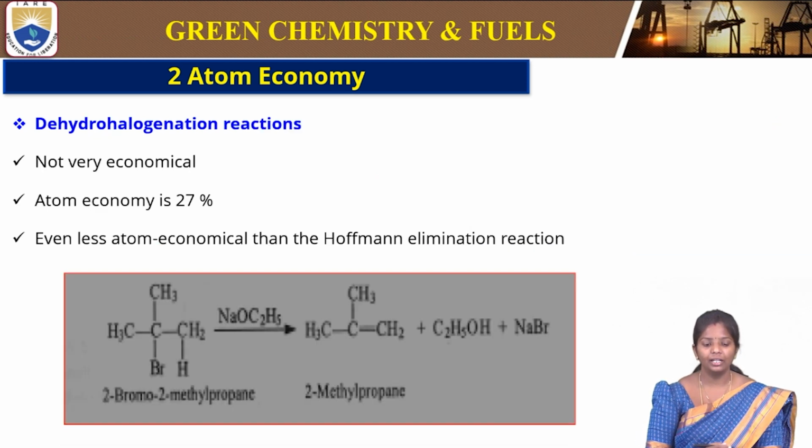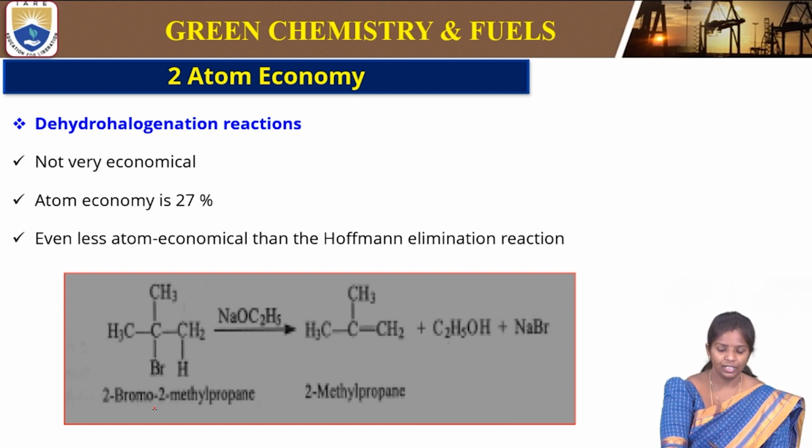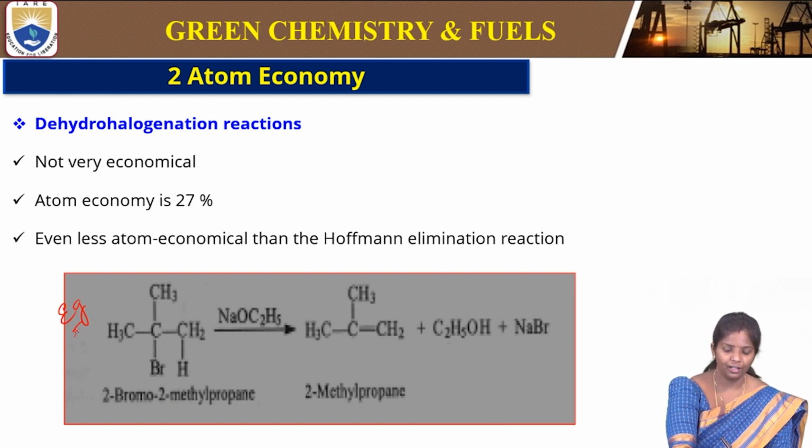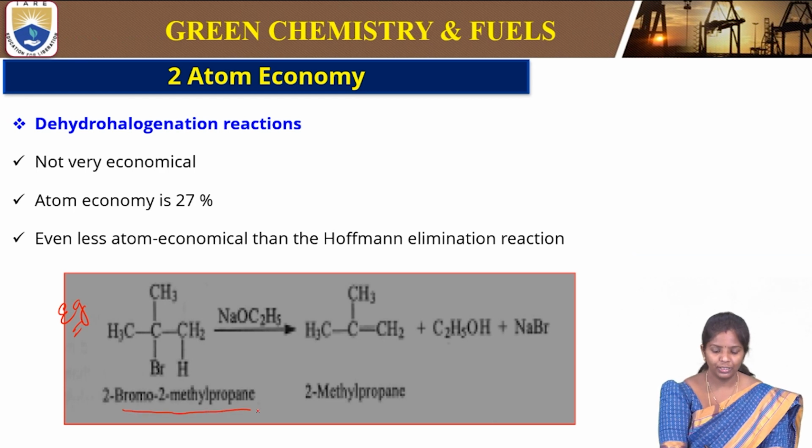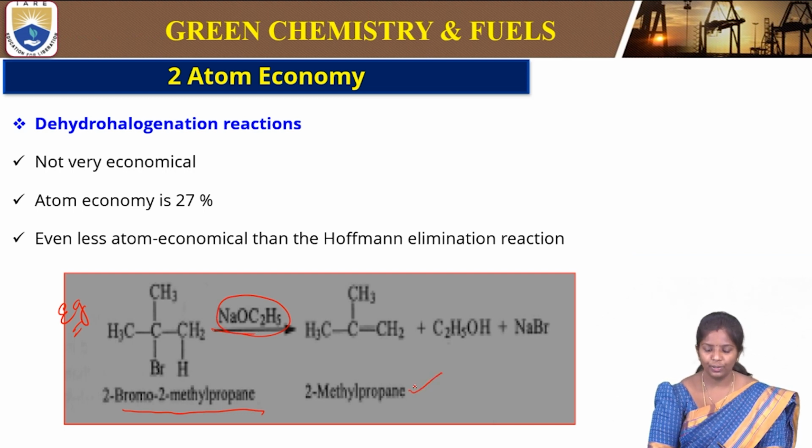Next come the dehydrohalogenation reactions. This is also similar. For example, if we take 2-bromo-2-methyl propane and react it with sodium ethoxide, it forms 2-methyl propene, ethyl alcohol, and sodium bromide.